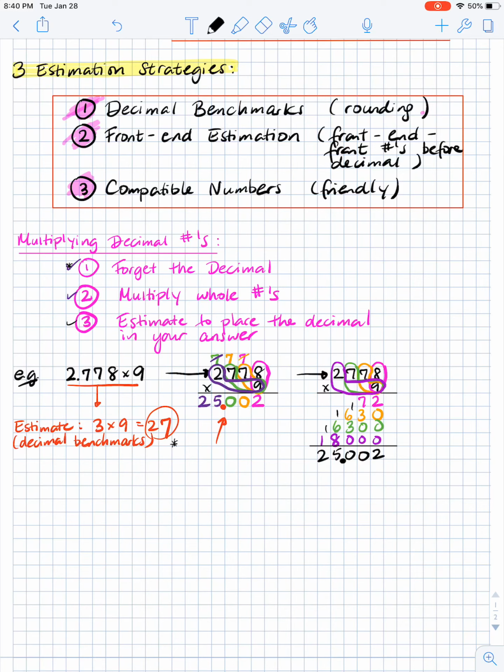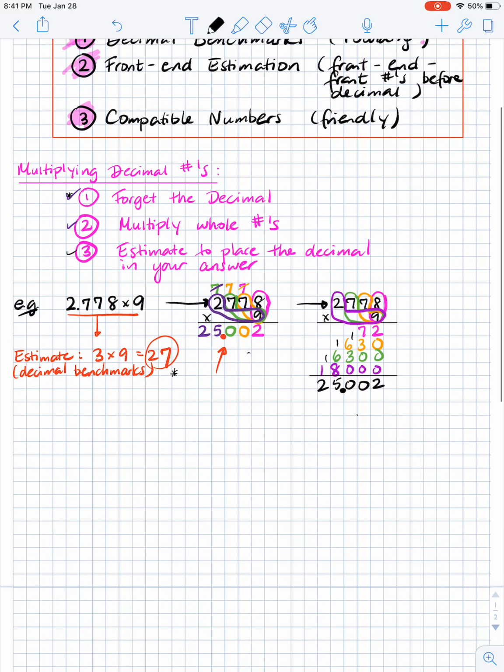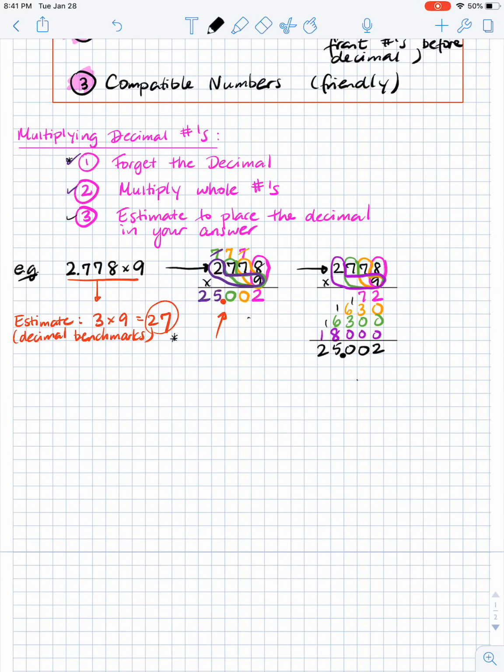So that's the process. So I'll leave it up to you to choose which method of multiplication you are most comfortable with. I'm going to do one more example, and this time I'm going to use a different estimation strategy. Okay, that was example number 1. Let's do example number 2 over here.